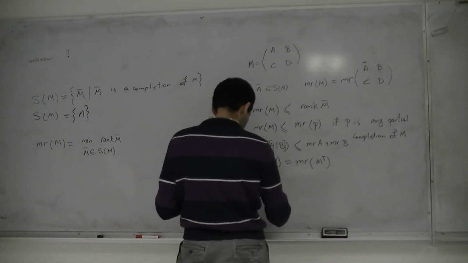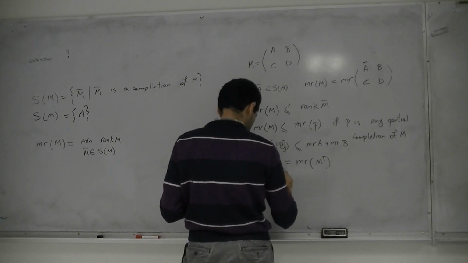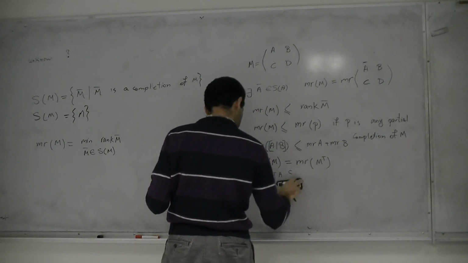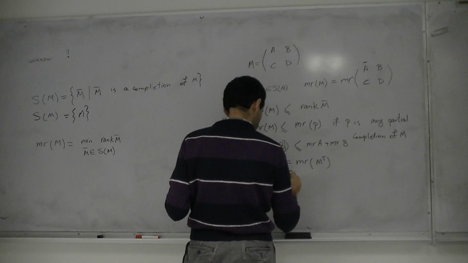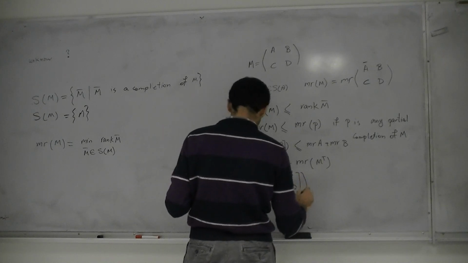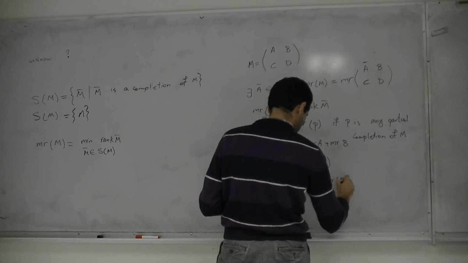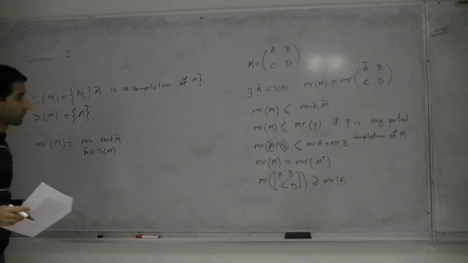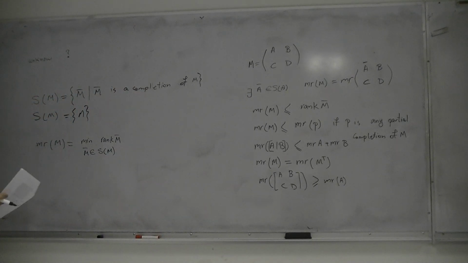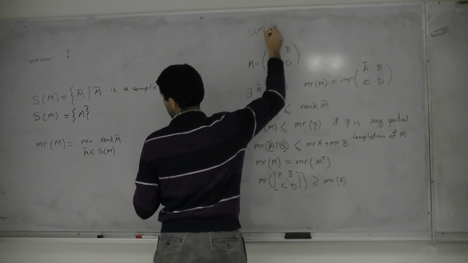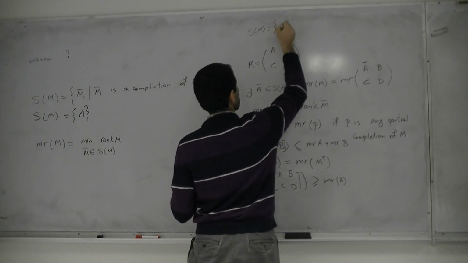And the minimum rank of a matrix A, B, C is bigger than or equal to the minimum rank of A. Okay. These are some properties that we can prove if you need any proof. It's possible.